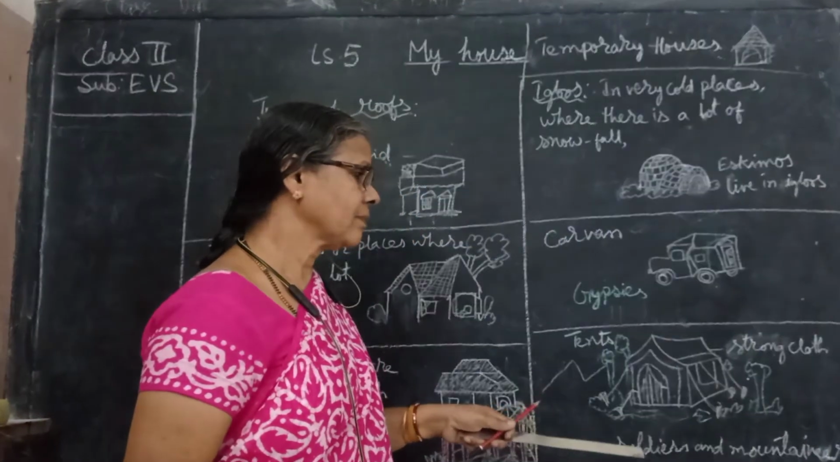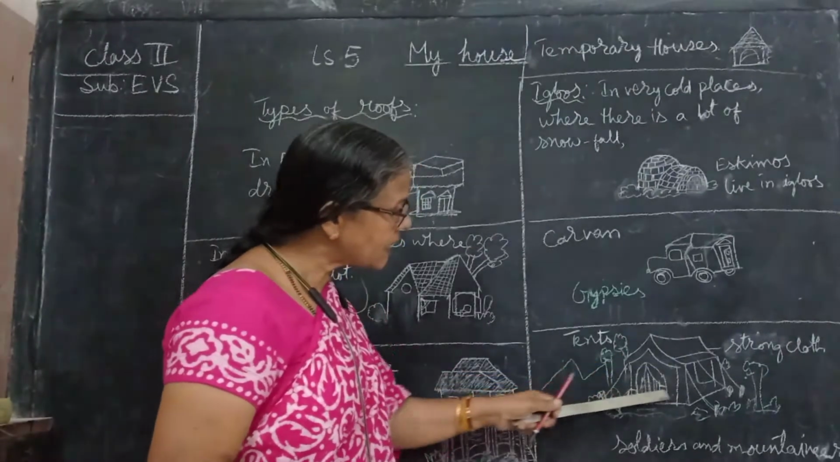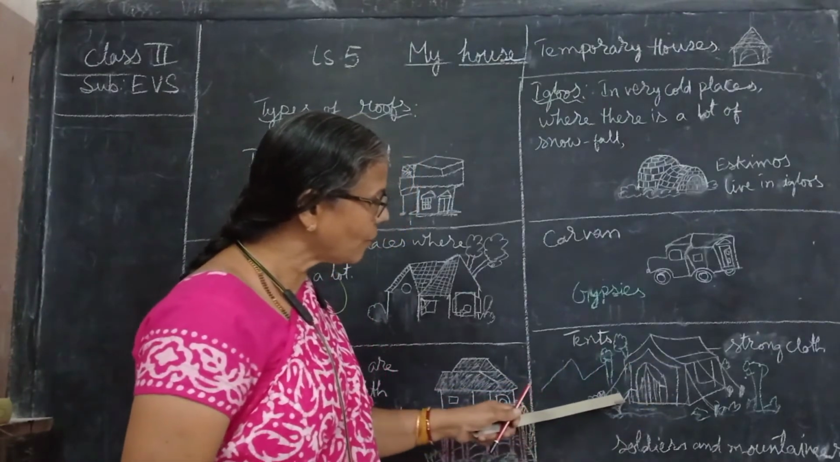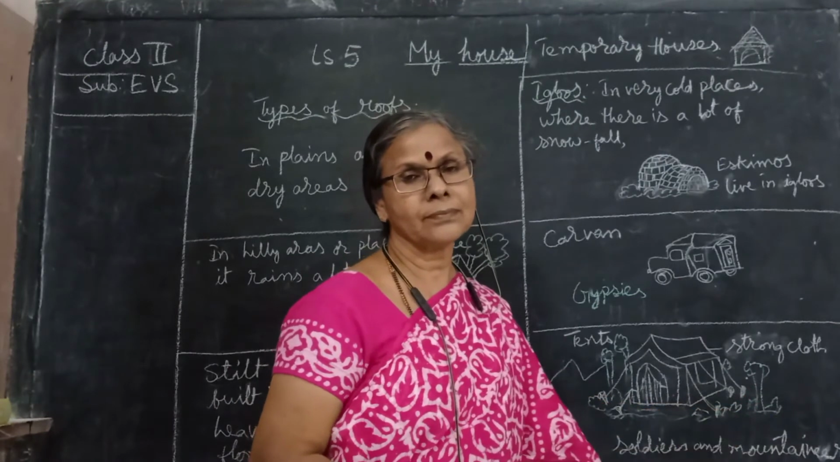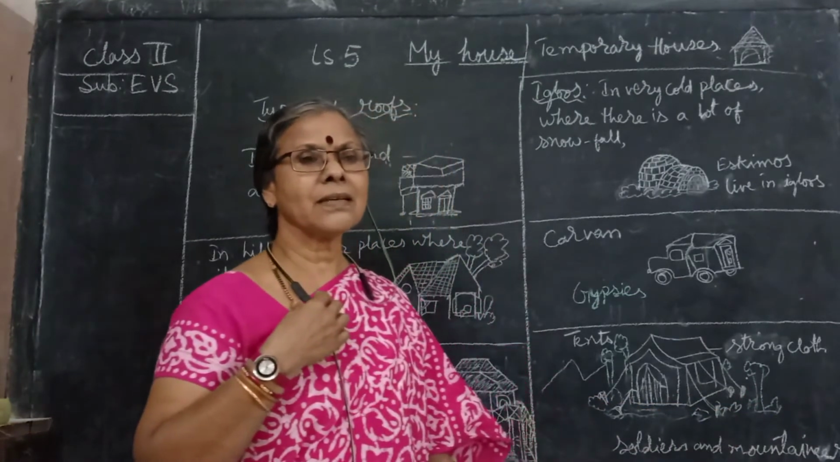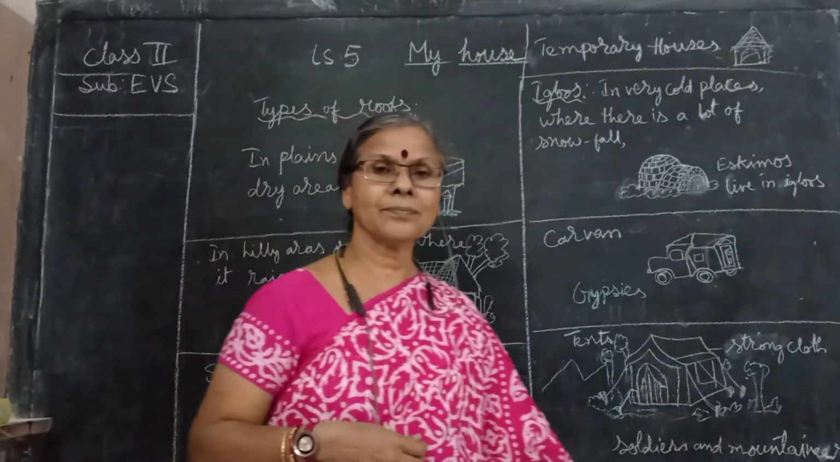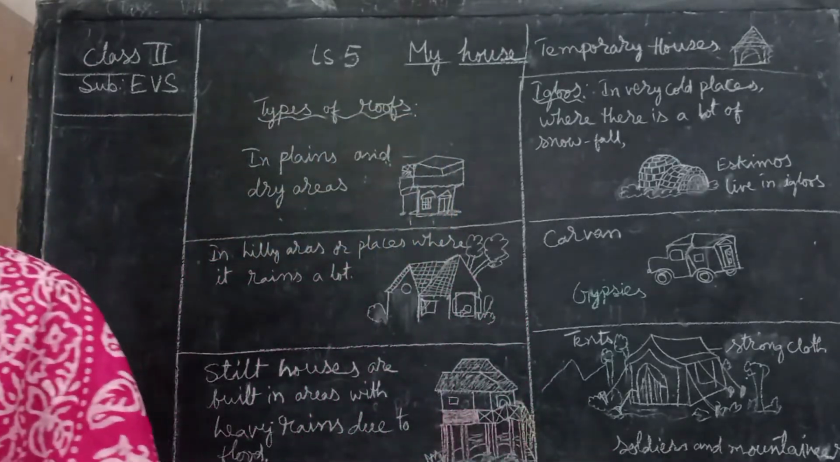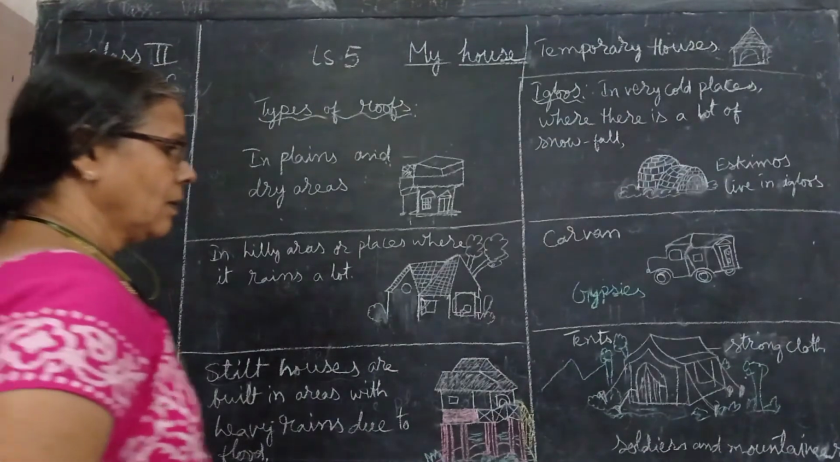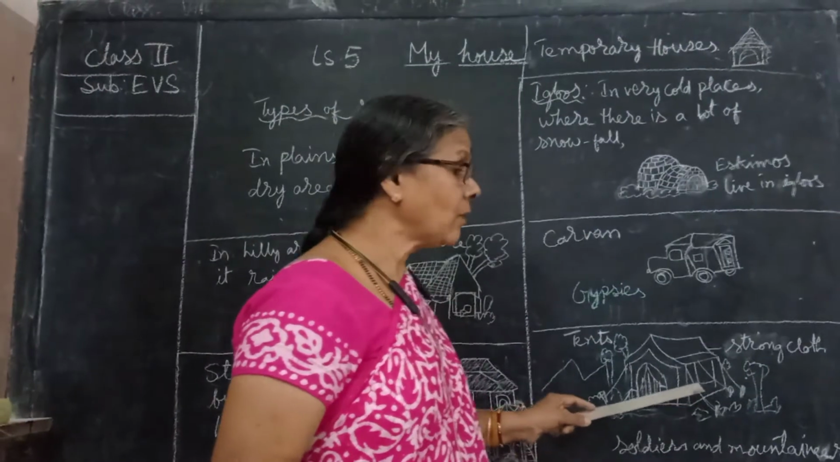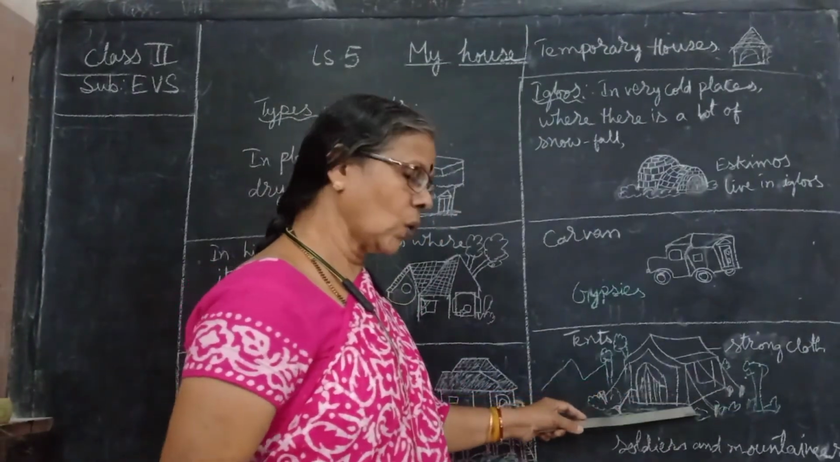Then tents. These types of houses are made up of strong cloth. You can have a look. Just imagine how it is. This is made up of strong cloth.